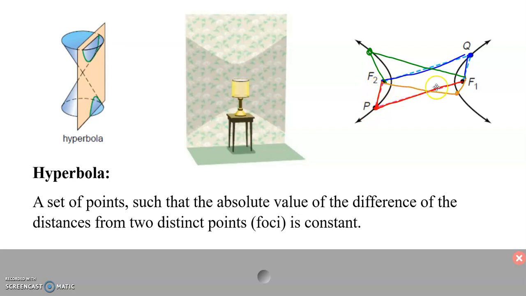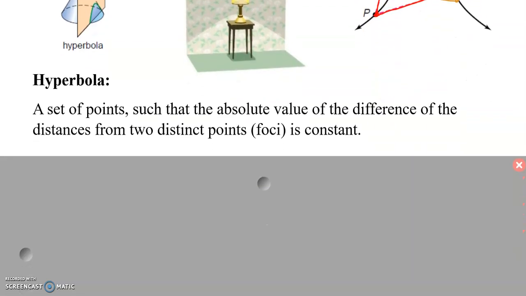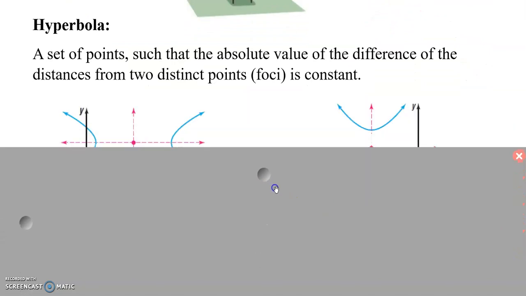And then you could pick any other point, like this orange point here. If you find this distance and subtract them, you will get that exact same number. Same thing for point Q. That distance minus that distance will be that same total. And then that green point there, that distance minus that distance will be the same total. So that's how a hyperbola is defined.